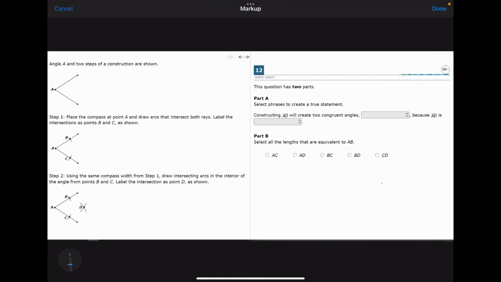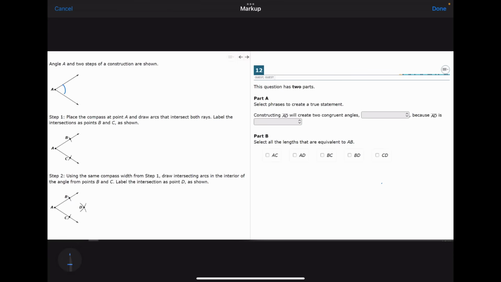Okay, question number 12 is basically a vocabulary question, but it has a bit of a strange lead up. So let's talk about what's happening off to the left here. We have angle A, which is generated by having a point with two rays extending out. The first thing we do is place a compass at point A, and draw arcs that intersect both rays.